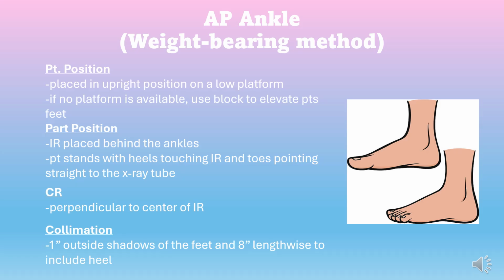For the AP ankle weight bearing method, it's pretty much the same as the AP except the patient is going to be placed upright, and the IR is going to be behind the ankles. The patient stands with the heels touching the IR, and the toes are going to be pointed straight. The central ray is perpendicular to the center of the IR, and the collimation is the same.